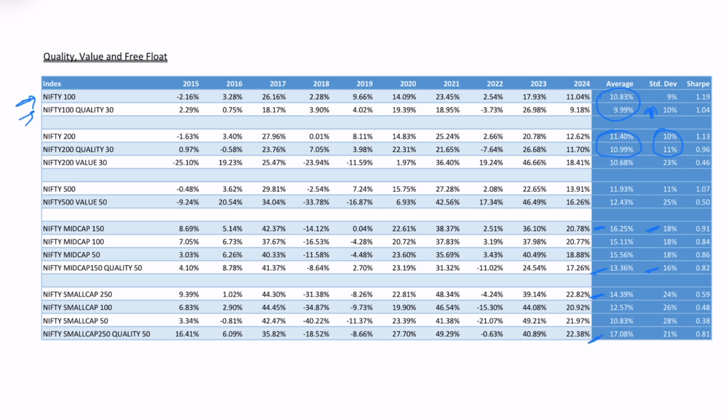So except Smallcap 250, for all the other indexes, Quality 30 has not given higher return. So quality can work sometimes, but doesn't work sometimes. If you see Value for Nifty 200 and Nifty 500, the returns are nearly the same, with quite a high increase in standard deviation.